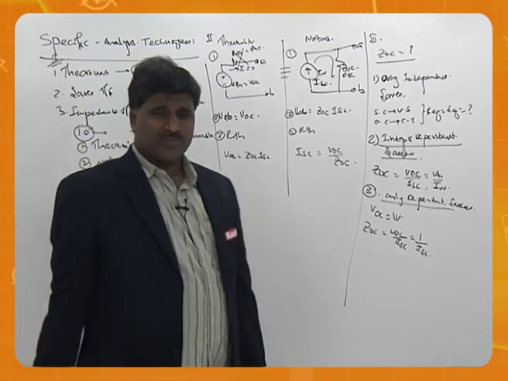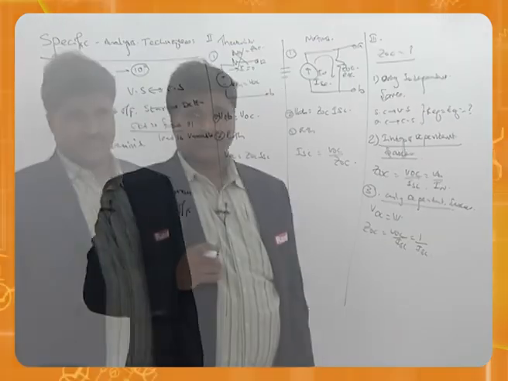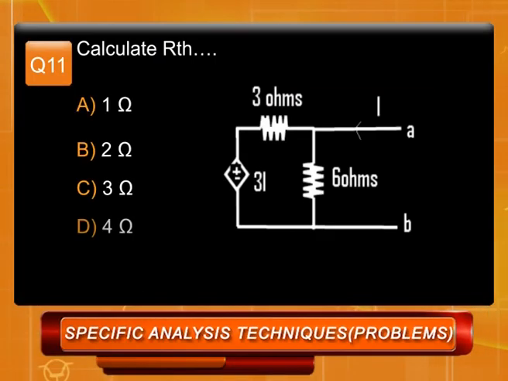So let's go into problems with this background. We have done 10 problems so far in the previous lecture, so now we are starting from 11. The question goes like this: calculate R Thevenin. 3 ohms and 6 ohms are given, current I is entering, and a dependent source is created here. The options are 1 ohm, 2 ohms, 3 ohms, 4 ohms.